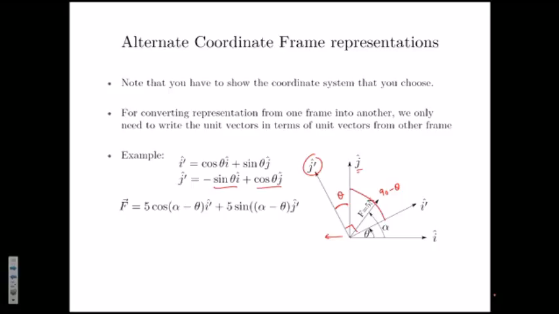Yes. Would we ever have to use alternate coordinate frames? Absolutely, yeah. You may be given 2 coordinate frames, and you may have to go from one frame to another. But it's not difficult because you can always write unit vectors in terms of other unit vectors.